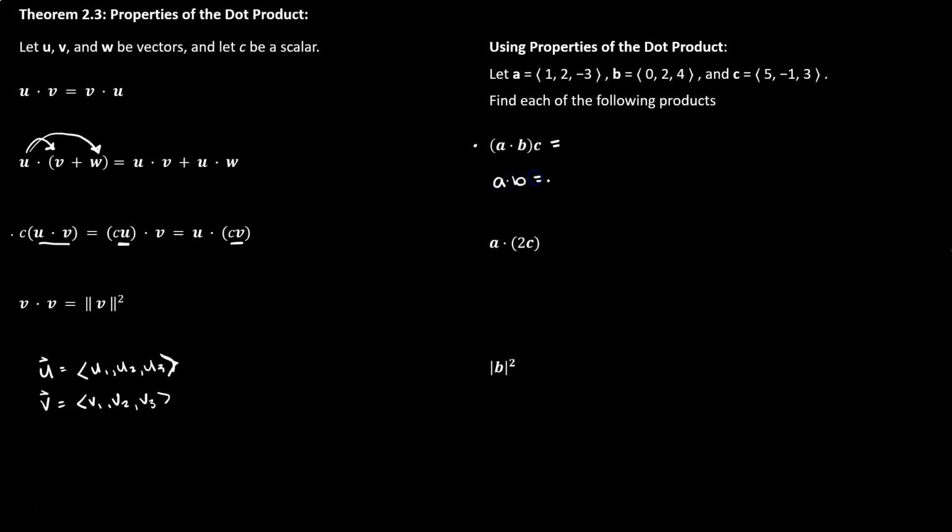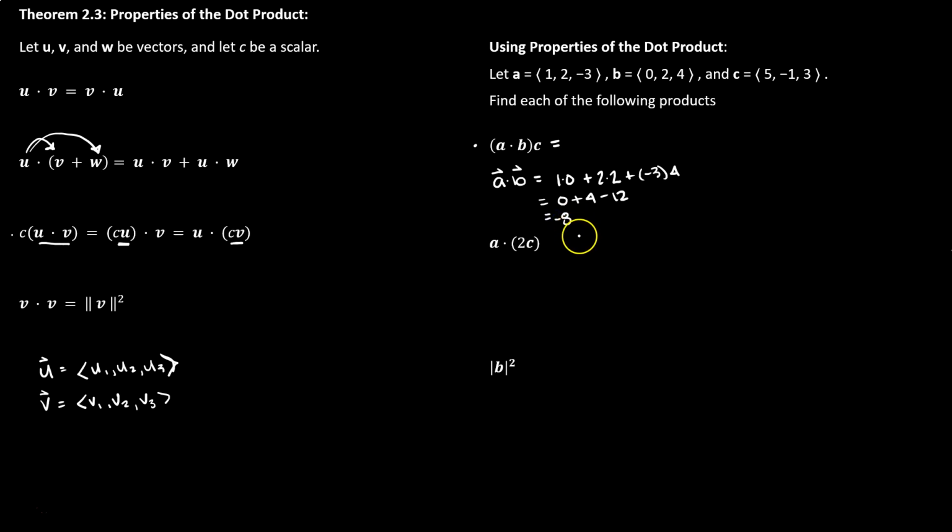A dot b looks like the components of a multiplied to the corresponding components of b. So I'll have 1 times 0 plus 2 times 2 plus negative 3 times 4, which works out to be 0 plus 4 minus 12, which leaves us with negative 8 for the scalar portion.